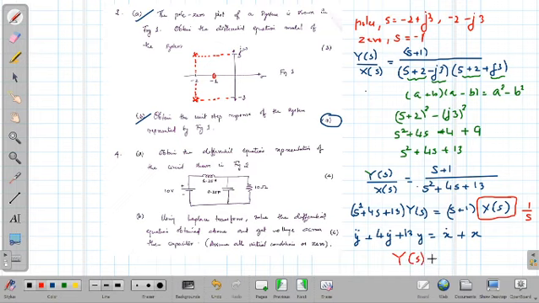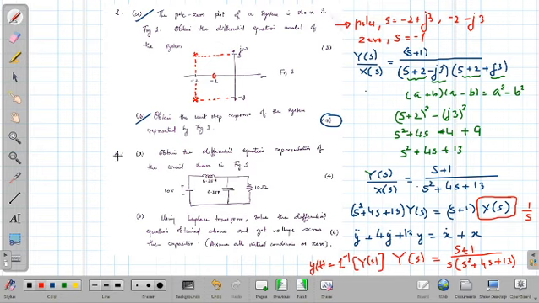So y of s, if you write, it will be s plus 1 divided by s into s square plus 4s plus 13. Okay, so this is the Laplace transform of output. And in order to find the step response, you need to take the inverse Laplace transform. So y of t is equal to L inverse y of s. So these are the steps involved in finding the step response of the system. Okay, so I hope this is clear.